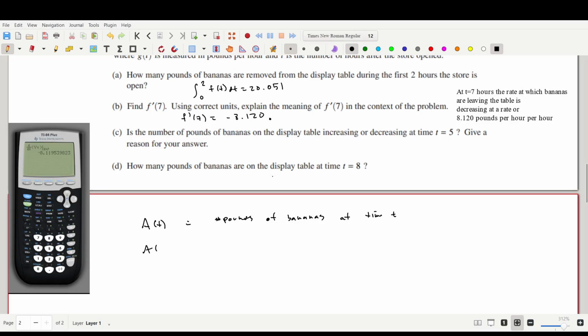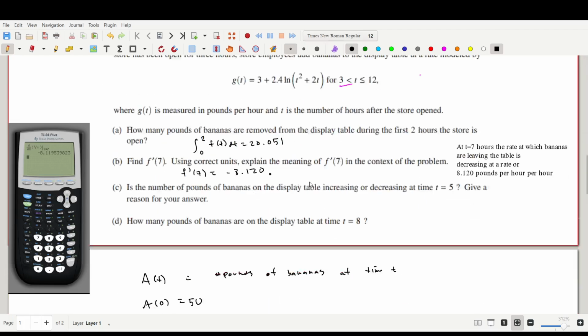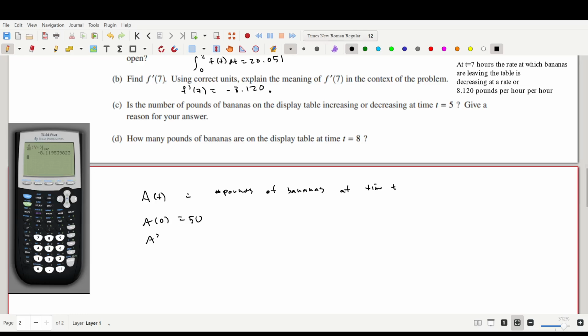And we know A of 0 is 50 because it says so. There are 50 initially. And then A prime of t, well, that's just how much they're adding on, and then you take off how much is being taken away. That's G minus F. All right, that's a good little setup for C and D.